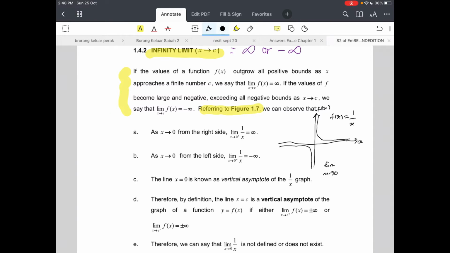In the previous example we were looking at x approaching infinity. Now x approaching 0 from the right side, and limit for x approaching 0 from the left side. Now look carefully. 0 from the right side. So where is 0? 0 is over here, so from the right side, and it's going up to nowhere. We don't know where it stops, so we can say that limit x approaching 0 from the right side for this graph is approaching positive infinity.